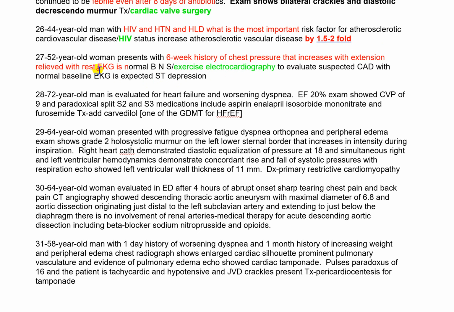When you have chest pain with rest, this is called unstable angina. But this is a stable angina, typical: chest pressure that increases with exertion. So you said it's unstable, right? No, it is a stable angina because it increases with exertion and is relieved with rest. But if you have chest pain even at rest, then that's called unstable. Okay? You got it?